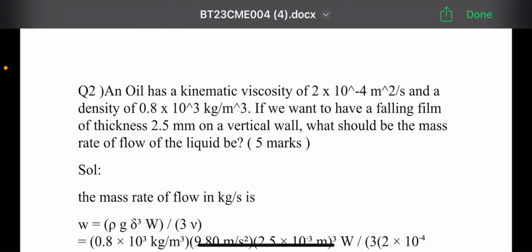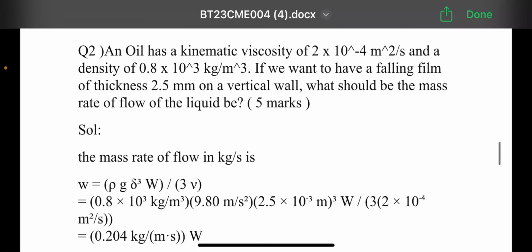Now we will solve some numericals. So this is our numerical: an oil has a kinematic viscosity of 2 × 10^-4 m²/s and a density of 0.8 × 10³ kg/m³. If we want to have a falling film of thickness 2.5 mm on a vertical wall, what should be the mass rate of flow of liquid?